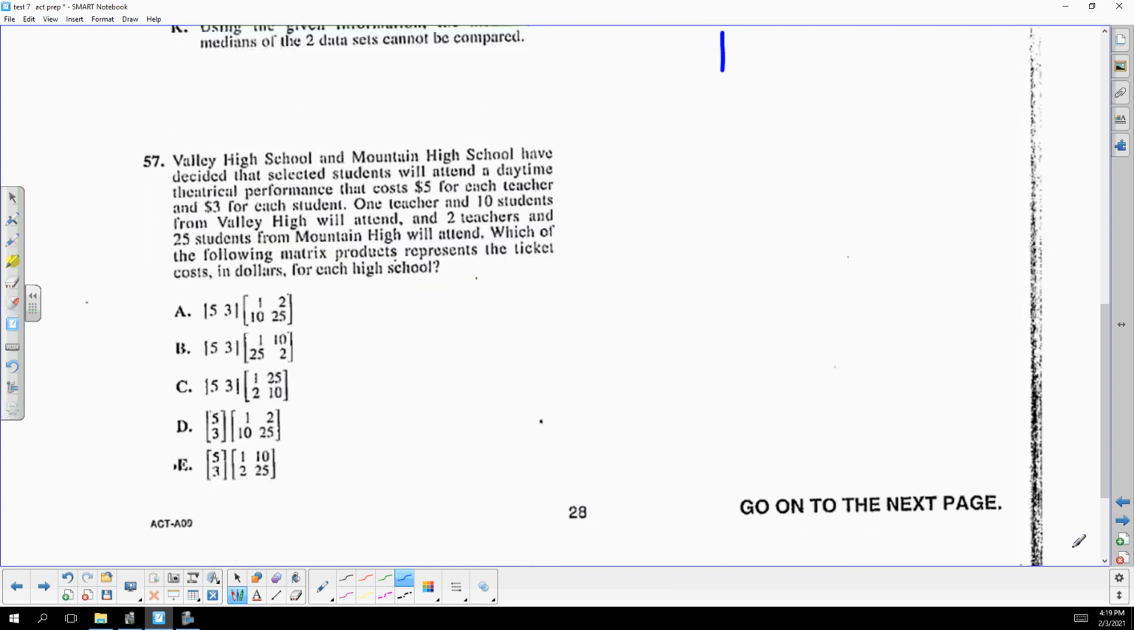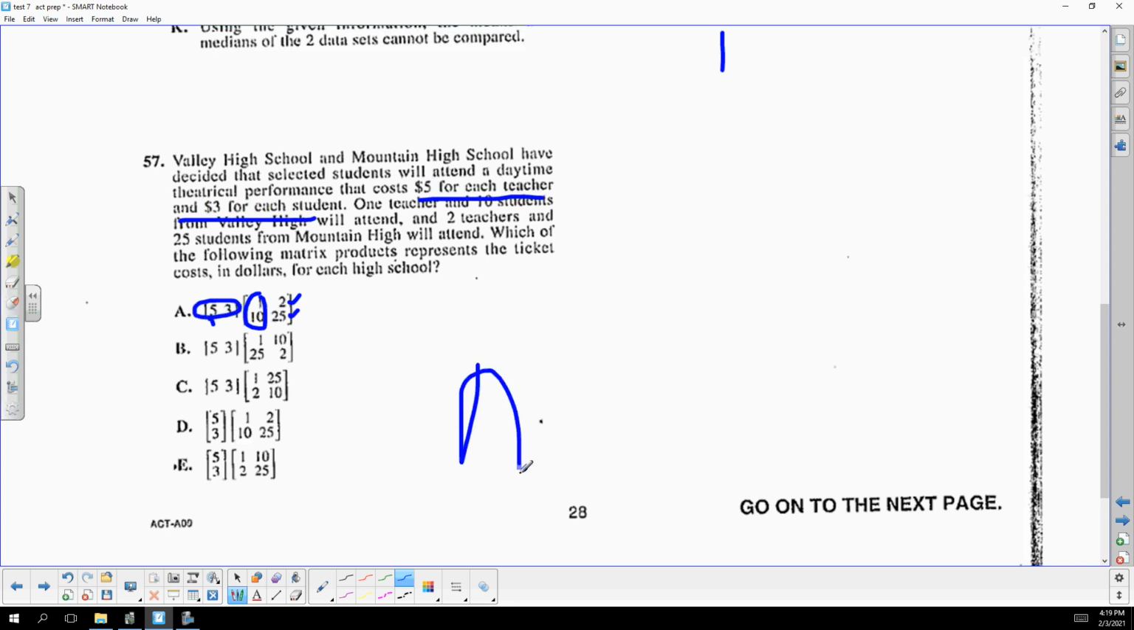All right, this one, you just got to guess the combo. It's $5 a teacher, $3 a student. So 10 students and 2 teachers. And one school is 25, let's see, one teacher and 10 students. So it's this crossed with that. When you multiply matrices, it's this times the column. So there's the matchup. $5 a teacher, $3 a student, and here's the other one. We'll give you the matchup.